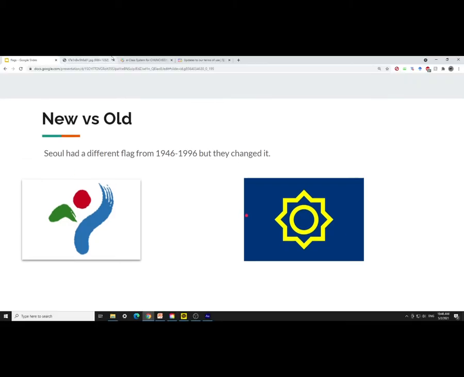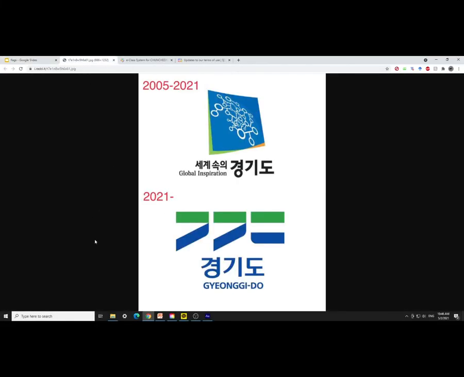Now, just to go back, let's bring it up. Here we go. Here is Gyeonggi's new logo and what they'll put on their flags now. We see up above from 2005 to 2021, the one I really hate. This is the current one. And it's not perfect. It's an improvement.